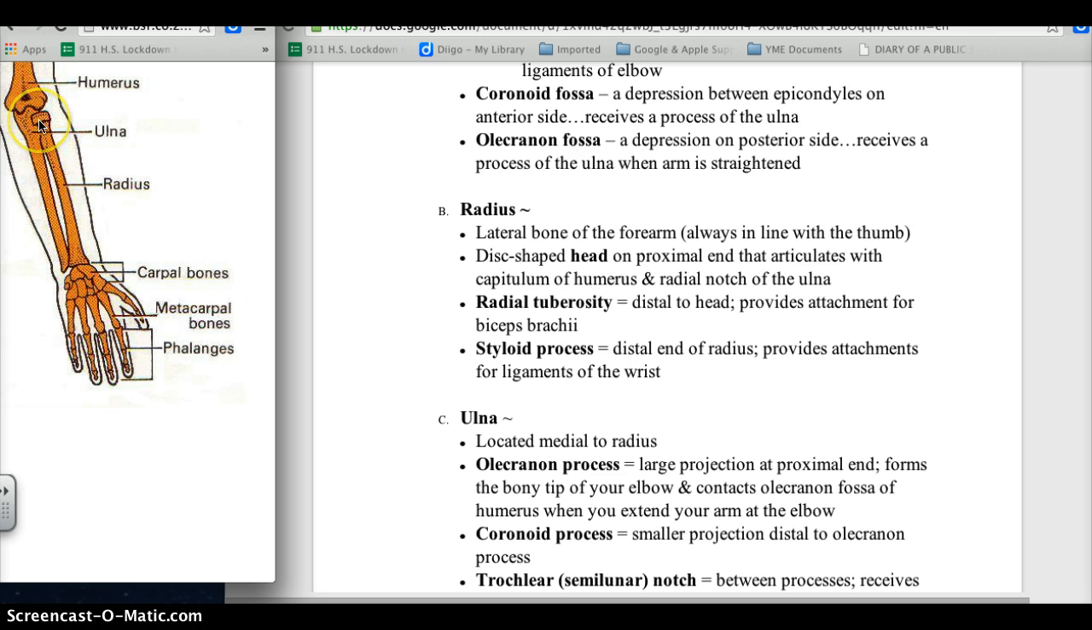The radius there is medial to your ulna. Radius is lateral, excuse me. Radius is lateral to your ulna. Let's say it's next to it.